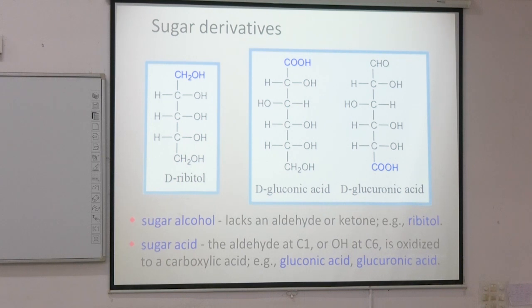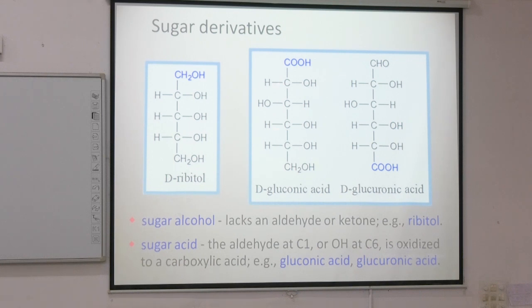Example, bromine water. Mild oxidizing agent. Bromine water. So glucose will be oxidized to gluconic acid. Galactose will be oxidized to galactonic acid. Mannose will be oxidized to mannonic acid. Correct?